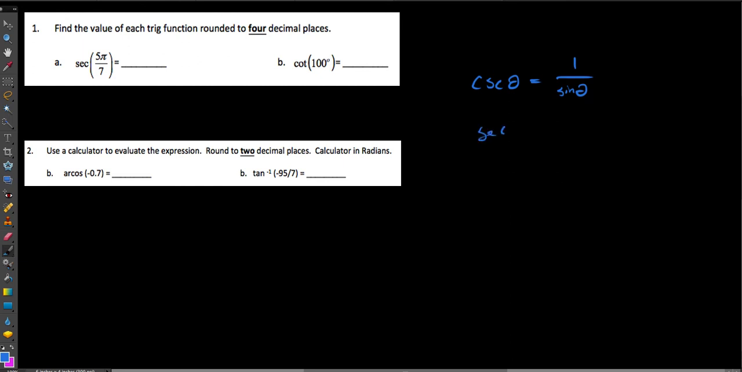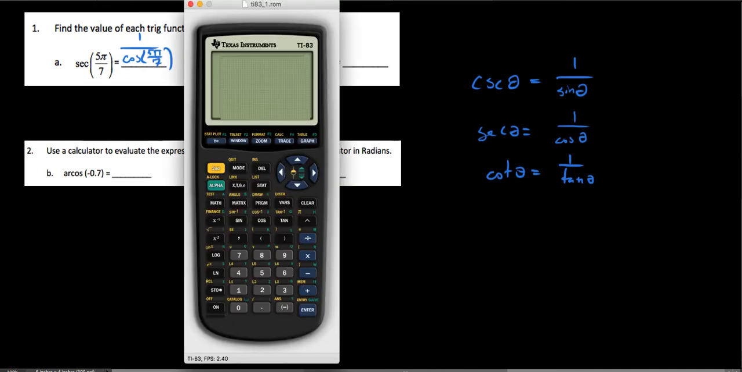So going ahead and listing these out here really quickly, you want to know your reciprocal identities. So secant is 1 over cosine, cotangent would be 1 over tangent. It just means that in your calculator, if I'm asking you to find the secant of 5 pi 7ths, we had better type that in as 1 over the cosine of our very same angle. So 5 pi divided by 7.